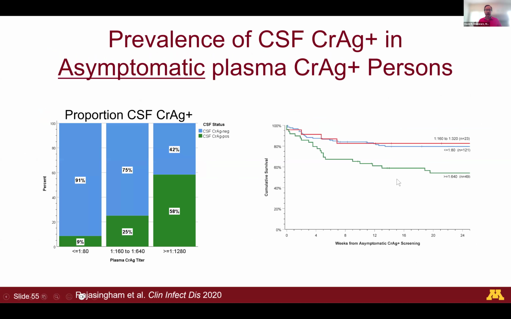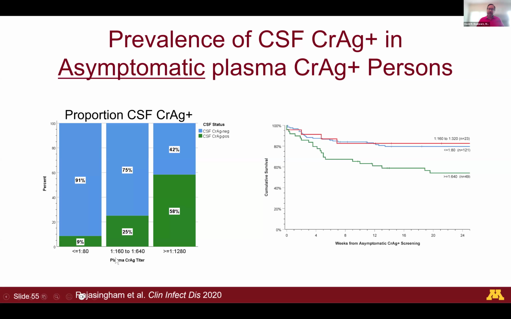And so if you LP all these people, even if they're asymptomatic, you can see the proportion of people who are asymptomatic and cryptococcal antigen positive in CSF increases dramatically. At low titers, it's less than 10%. Most of those people, even if they are antigen positive, are culture negative, they don't have high pressure. And so with fluconazole alone, they'll do okay.